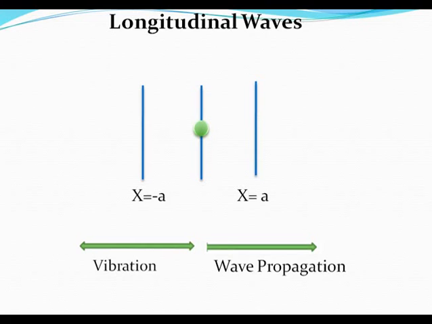Now we come to the second kind of waves, longitudinal waves. Longitudinal waves are very similar to transverse waves, because in this case also particles are vibrating and energy is being propagated. But in this case, the particles vibrate from left to right if the wave is moving from left to right. In longitudinal waves, the particles vibrate in the same direction in which energy is being transferred.